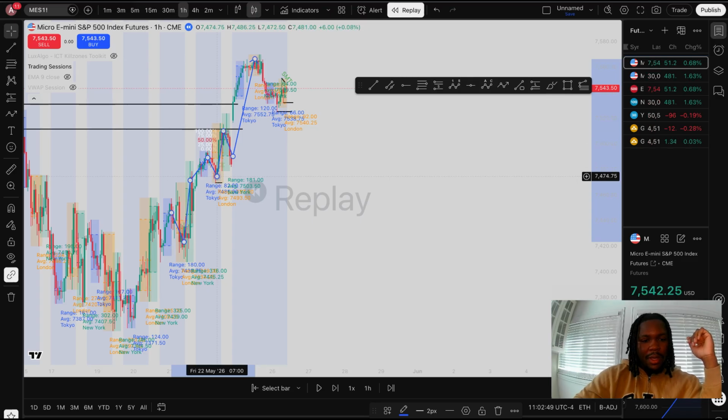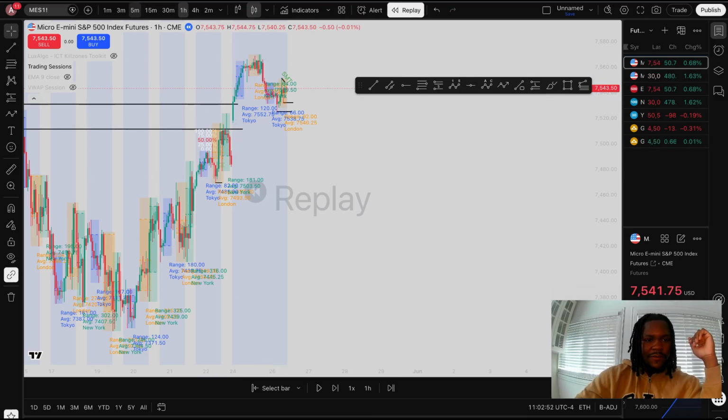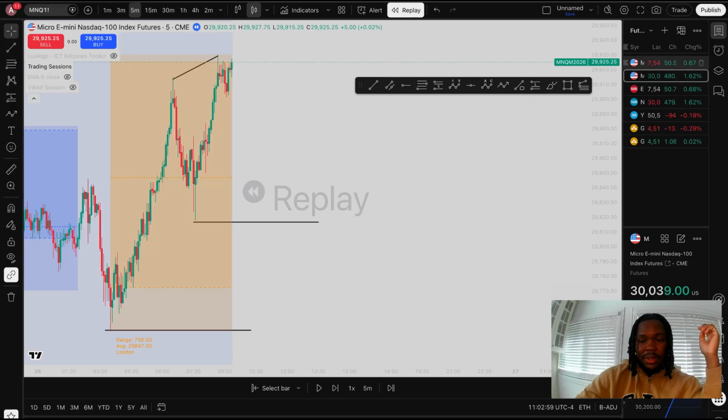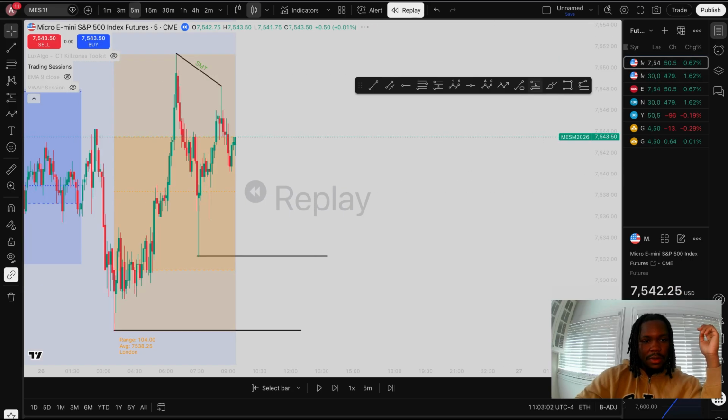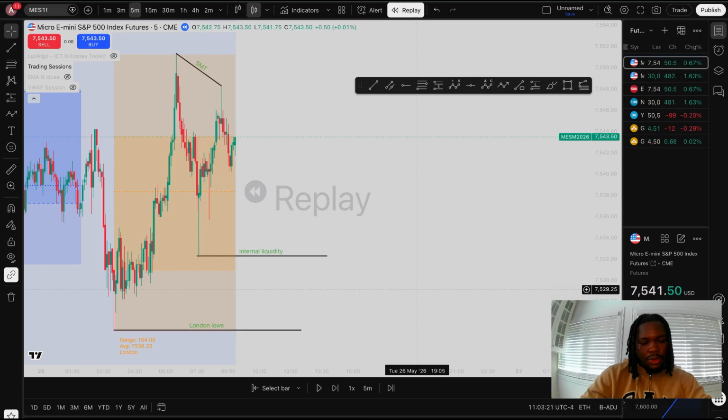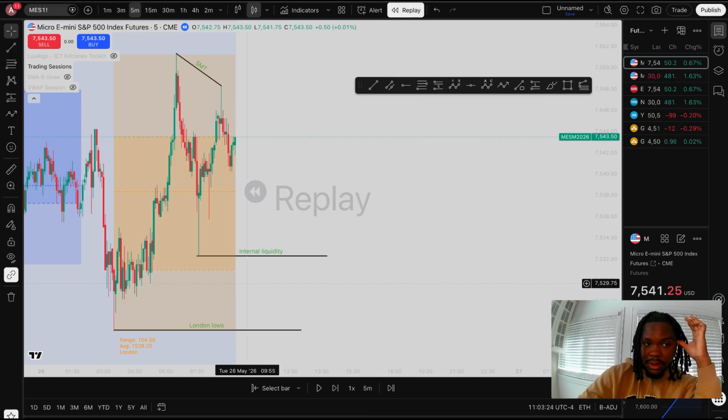So with me knowing that, as far as catching the small move to the downside, I wasn't too mad if I missed it, which I did end up missing because price didn't give me entries. So if we fast forward off this SMT, what does price do? I have these areas of liquidity marked down here, which is internal liquidity, and we have London lows, which were both key draws on liquidity to the downside.